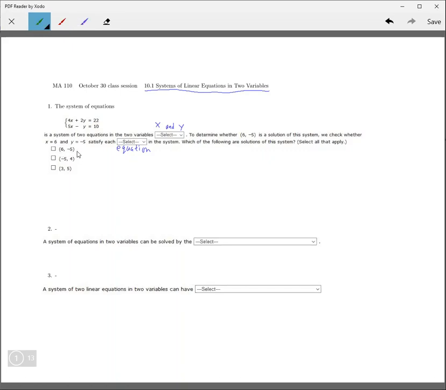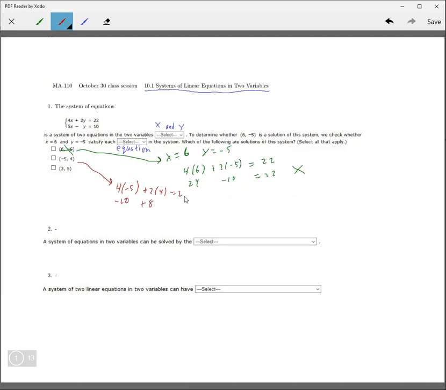So let's check this one first. So x equals 6, y equals -5. They have to satisfy both equations. If we take the first equation, 4 times 6 plus 2 times -5 equals 22. Does it satisfy that? That's going to be 24, and that's going to be -10. And that doesn't work, so that's not going to work. Then we check this one. 4 times -5 plus 2 times 4, is that 22? That's -20 plus 8. That doesn't work either.